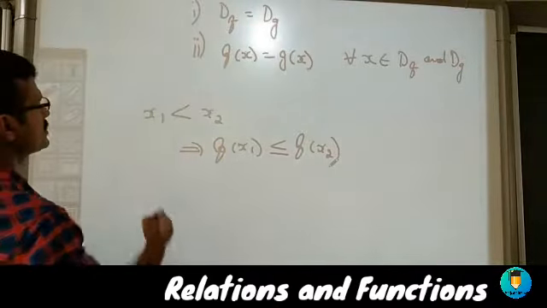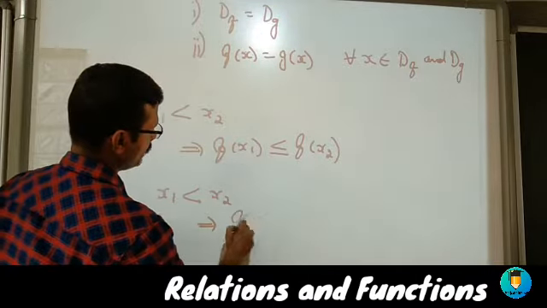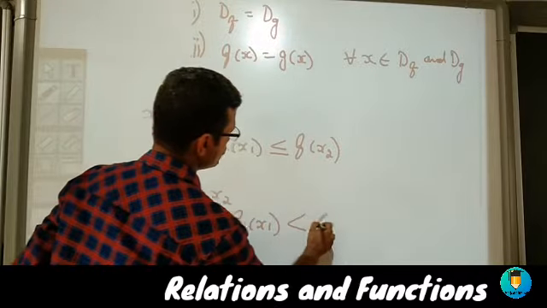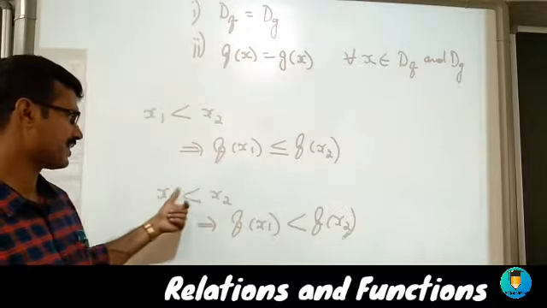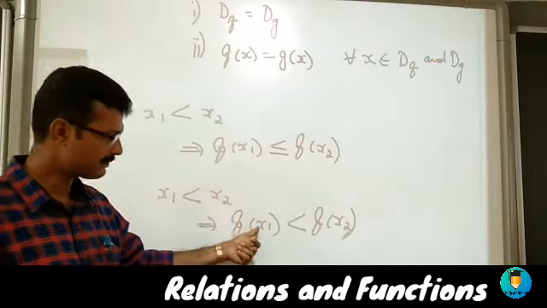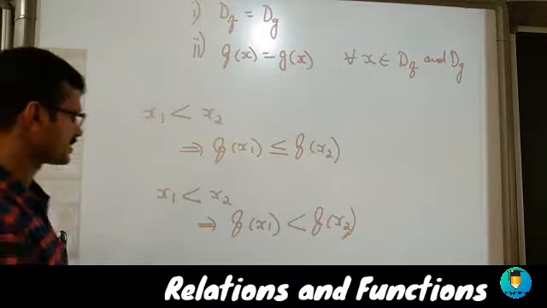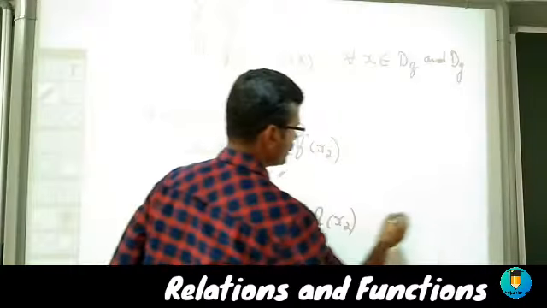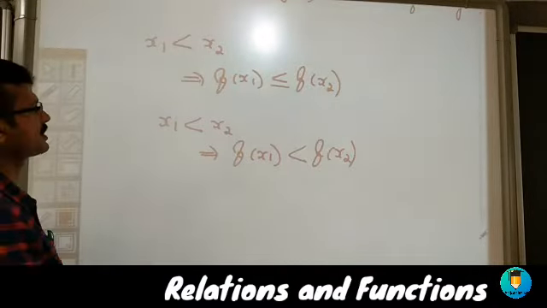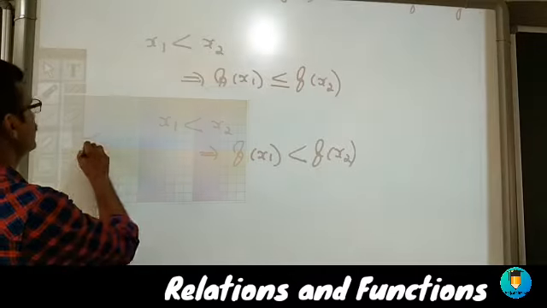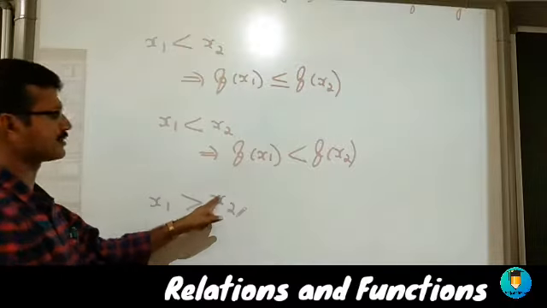Now if it is strictly increasing, we can say: if x1 less than x2 implies f of x1 is less than f of x2, then it is strictly increasing. If x1 is strictly less than x2, then f of x1 is also strictly less than f of x2. So this is a strictly increasing function. Now what is a decreasing function? We can define it like this: let x1 be greater than x2, that is in decreasing order.